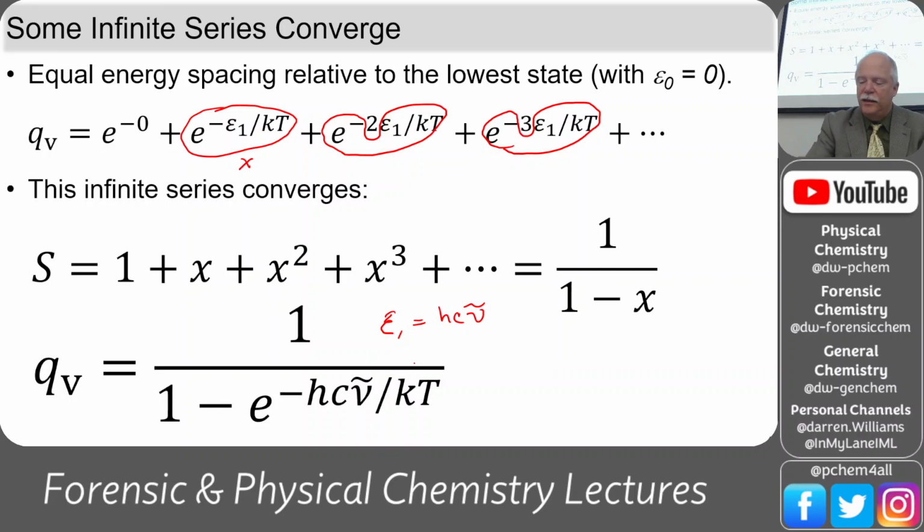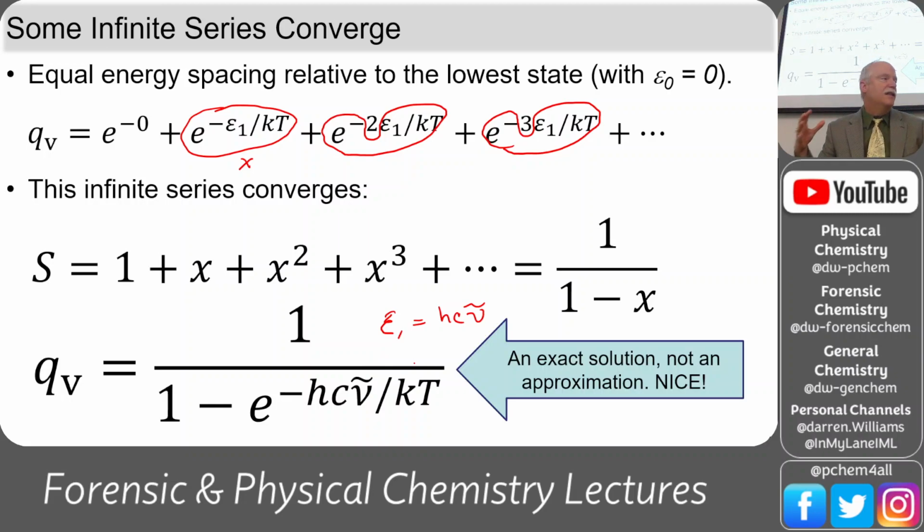And the nice thing about this is it's an exact solution. It's not an approximation. For the translational motion, we said that the difference in the quantum states was infinitesimal, so we could integrate over n. And that was an approximation. We said, well, it may not be infinitesimal in these differences, but let's assume it is.